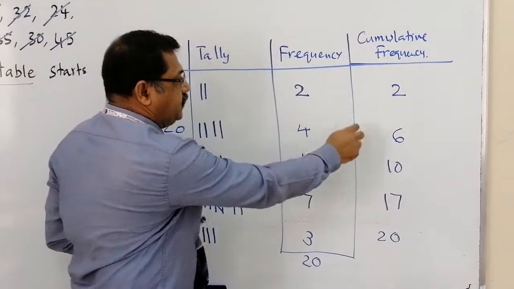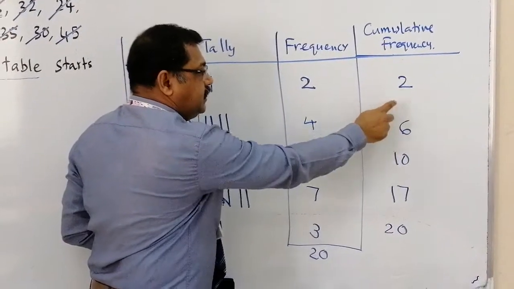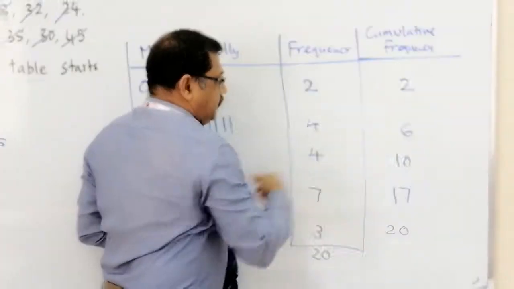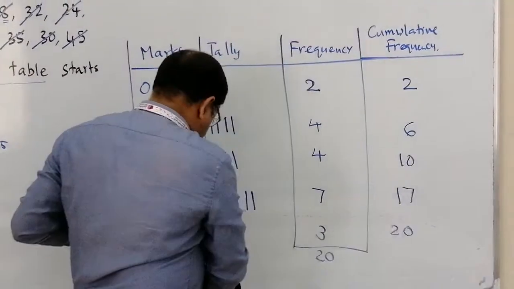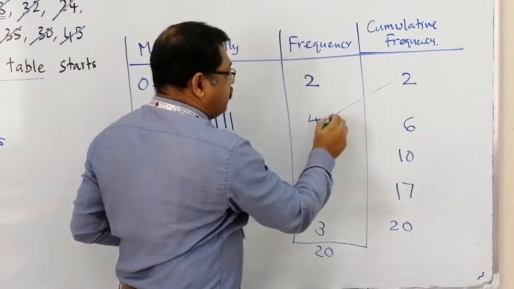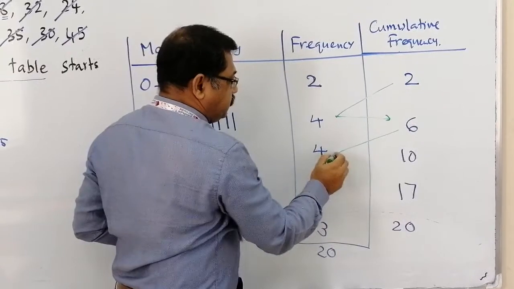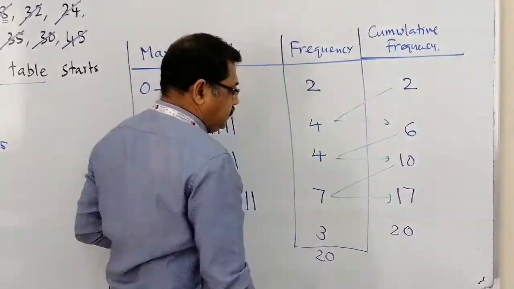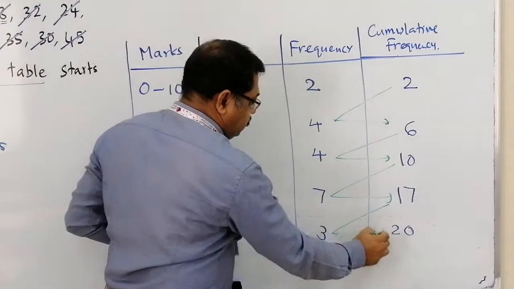I repeat the last column again. The 2 will be the same, and up to here, 2 plus 4 is 6. Then 6 plus 4 is 10. 10 plus 7 is going to be 17. 17 plus 3 will be 20.